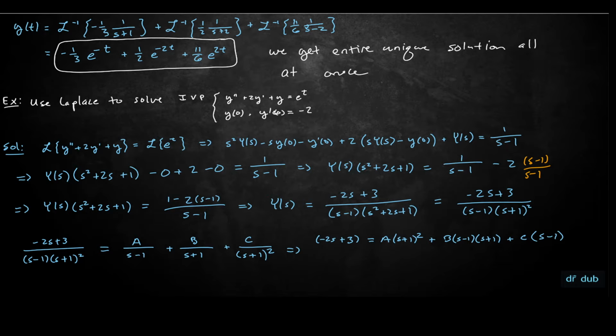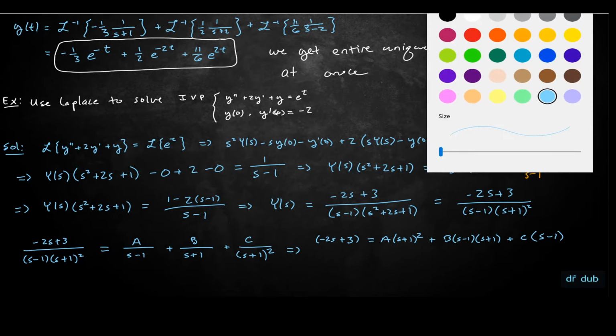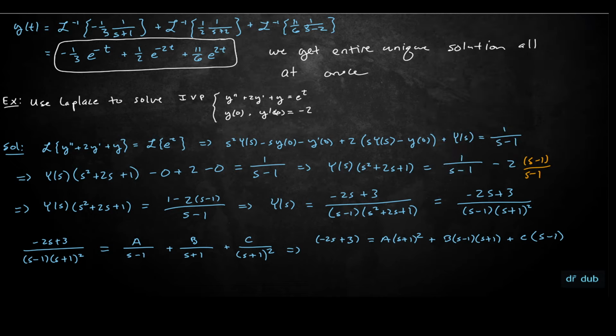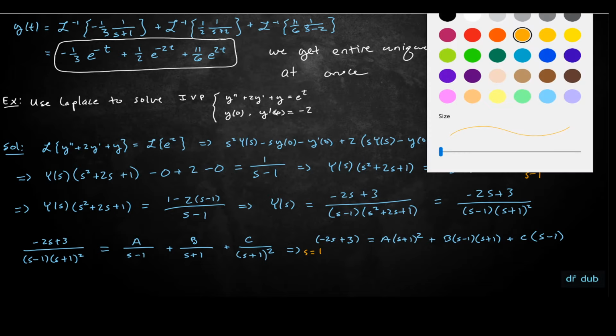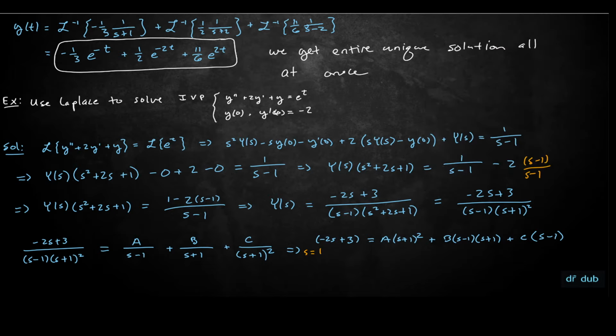And again, I'll plug in some strategic values to try to eliminate some terms. So if we plug in s equals 1, what do we get? Well, we get 1 on the left, and we get A times 2 squared. This is 0, this is 0. So A is going to be 1 over 4.